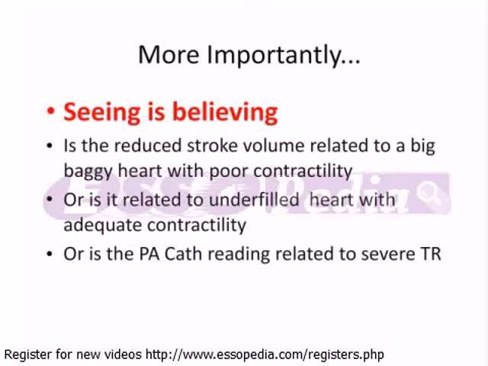One of the great advantages of the echo methods of assessing cardiac function is that in 2011 we all believe that seeing is believing. The echo will tell us right away, is the reduced stroke volume related to a big, baggy heart with poor contractility, or is it related to an underfilled heart with adequate contractility? Or, as I mentioned before, is the PA catheter reading related to the presence of severe tricuspid regurgitation?